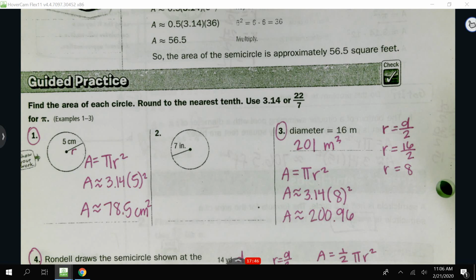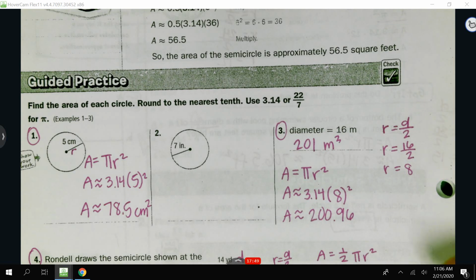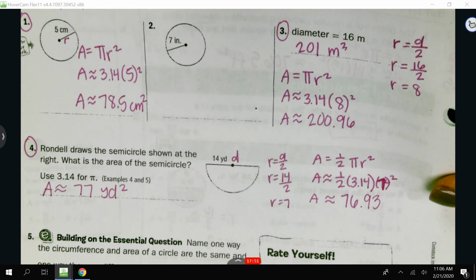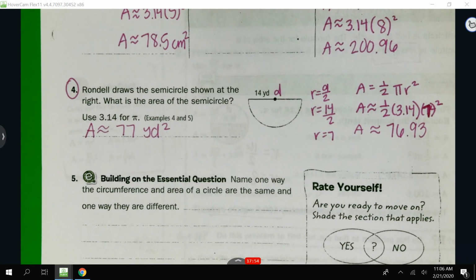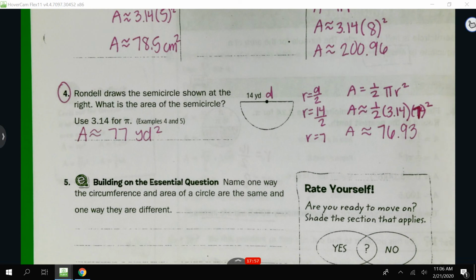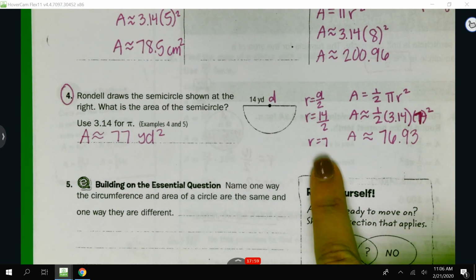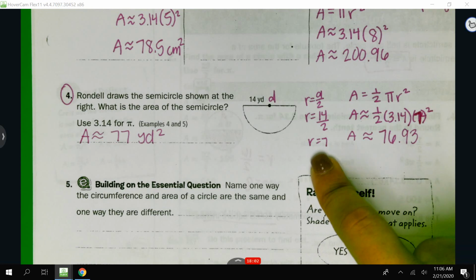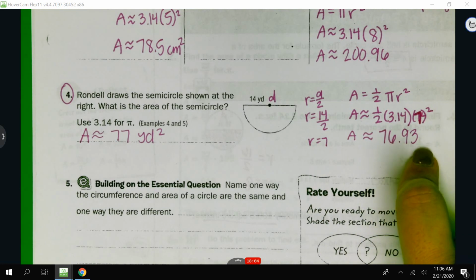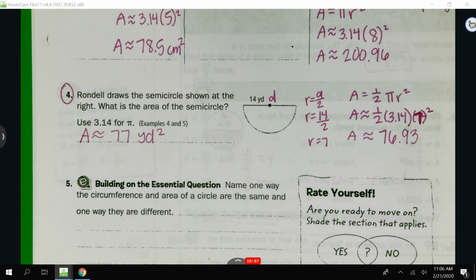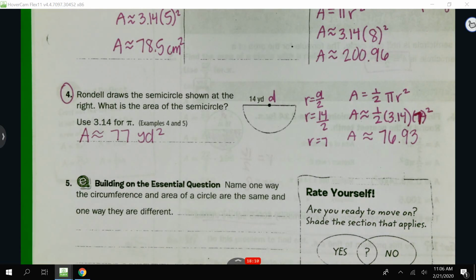Number 4 is a semicircle. So what's your formula for that? 1/2 pi r squared, or pi r squared divided by 2. Okay. You were given your diameter, so you had to find your radius, which was 7. So then when you multiply everything together, you get 76.93. I went ahead and just rounded it up to 77, but it doesn't matter what you did because it does not specify. Any questions on that? Not too bad?